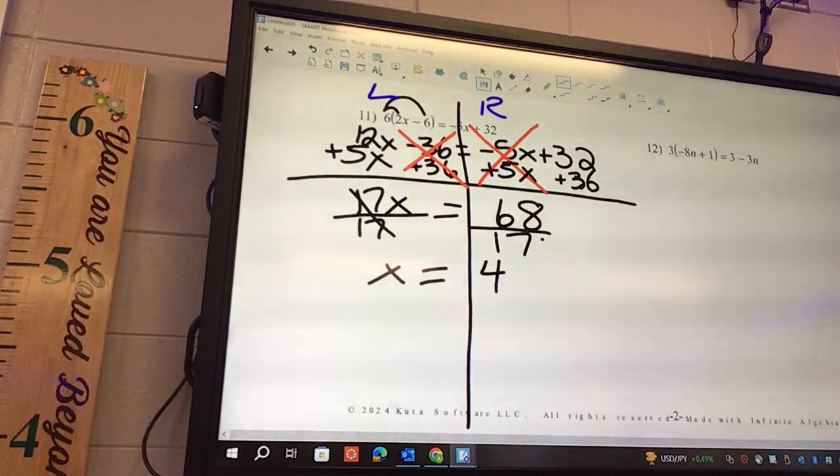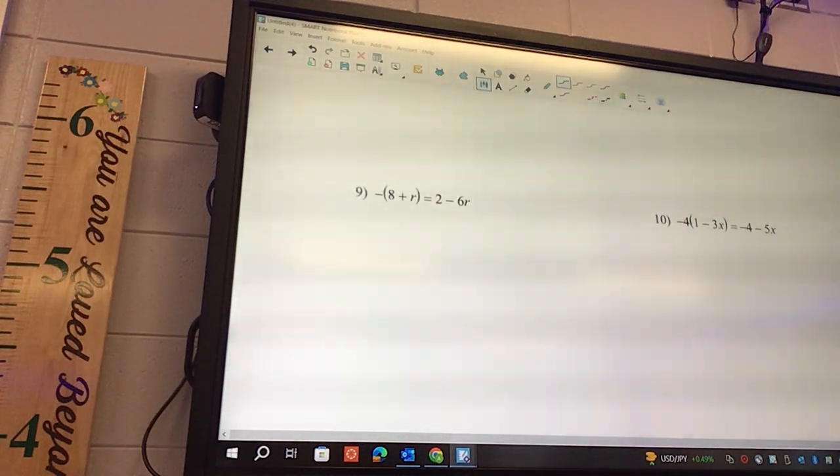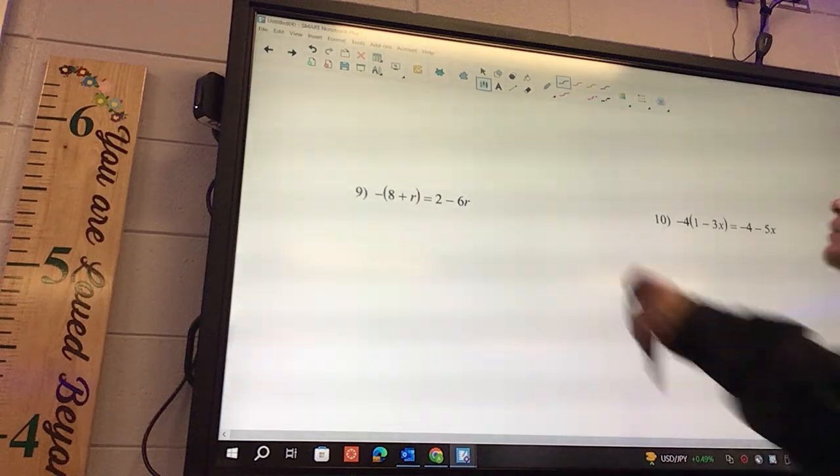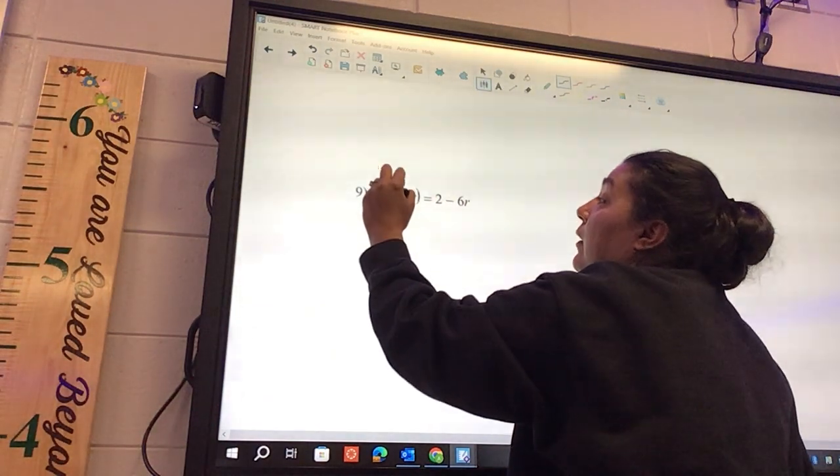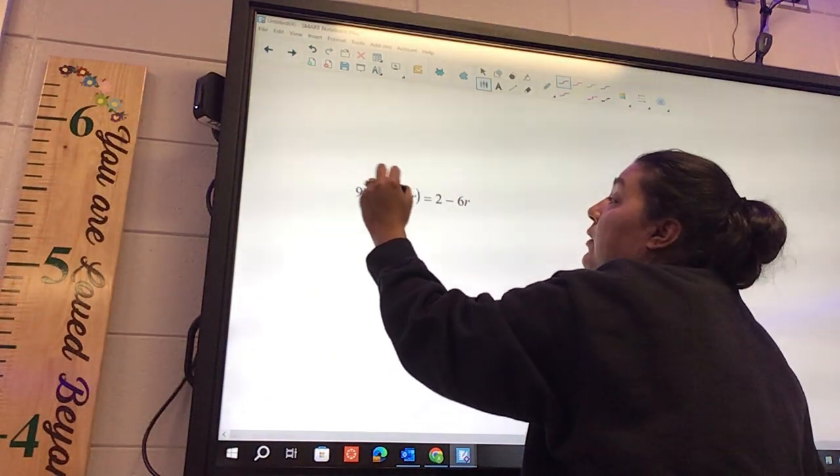Okay, look at number 9. We're going to do number 9 next. Where can we put a 1 on number 9? In front of the parentheses. Yeah. Where else? In front of the R. So this is really negative 1.